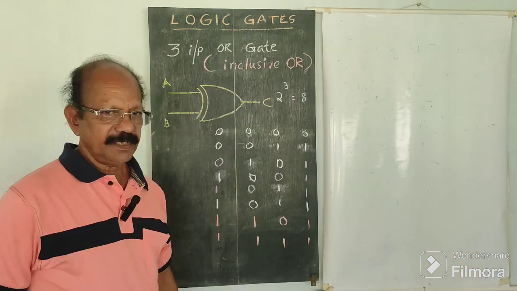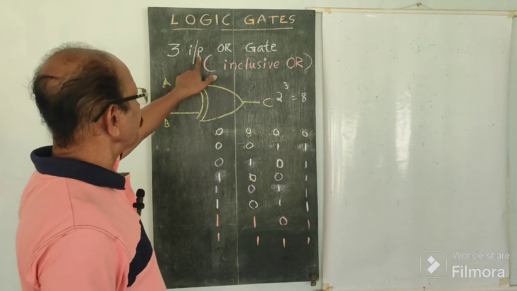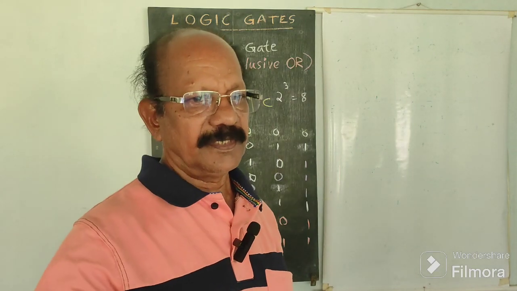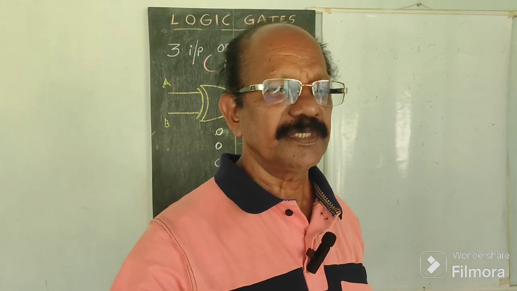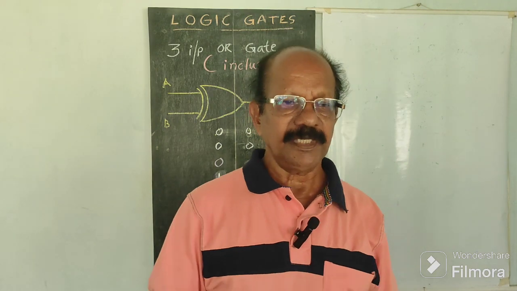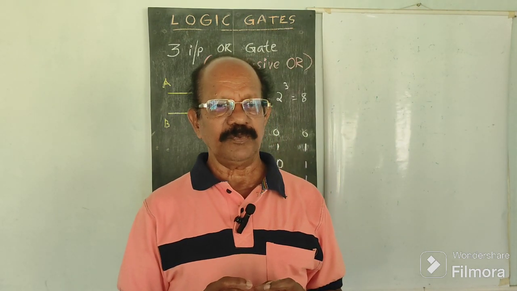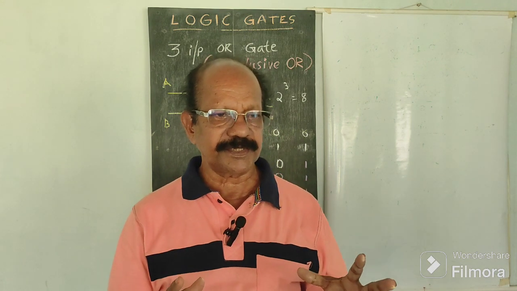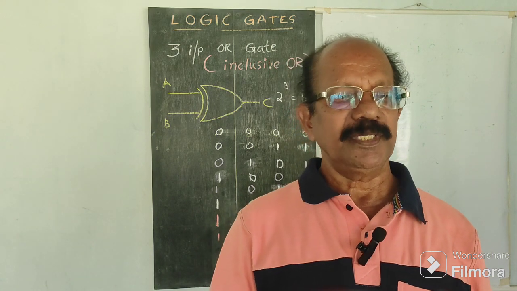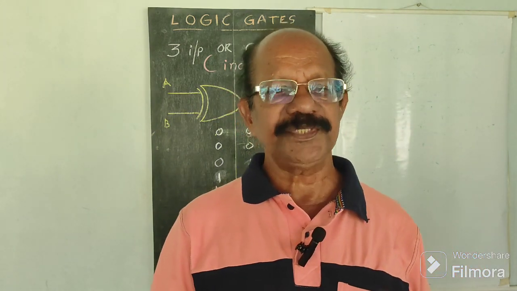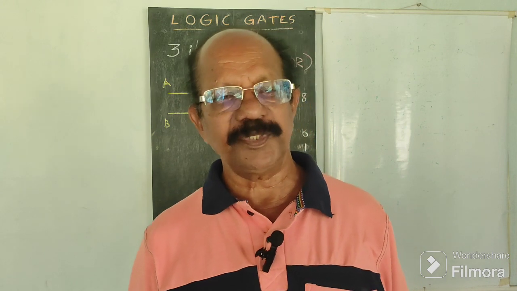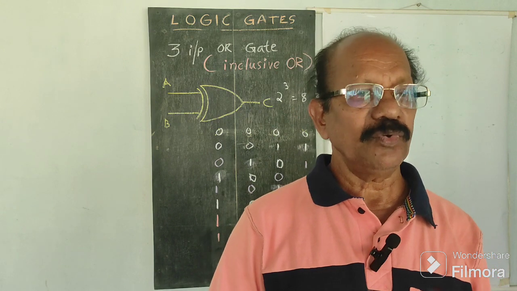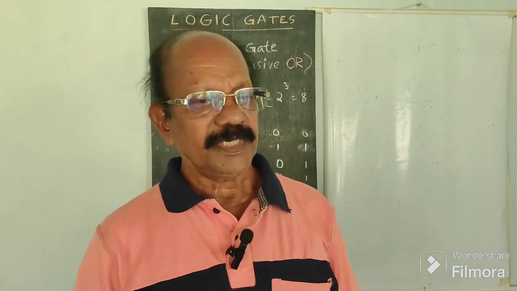Well, that is 1 plus 1 with the 3 inputs. The 3 input OR gate means the inclusive OR gate. That is the inclusive OR gate, the 3 input OR gate. The electronic symbol for the 3 input inclusive OR gate is shown here, as is usual in logic algebra. The inputs A, B, C as well as the output X can have only one of the two values, 0 or 1. We can see the truth table.